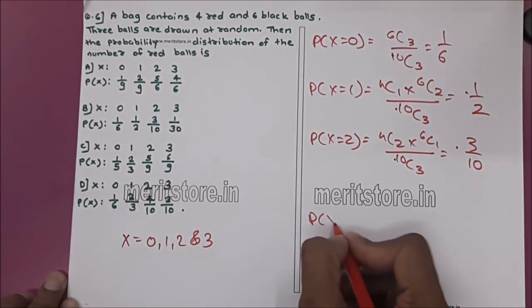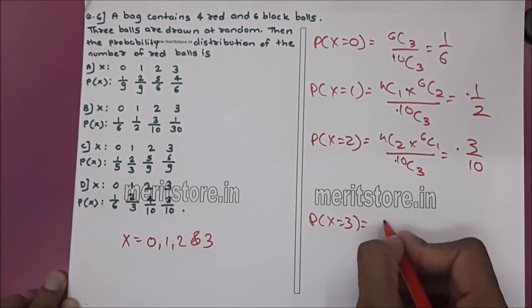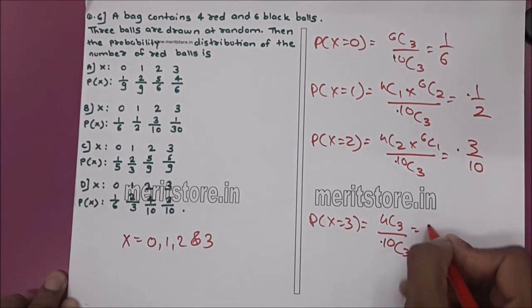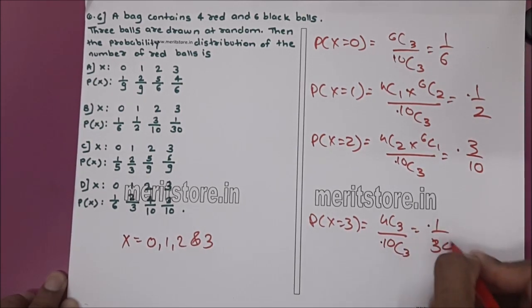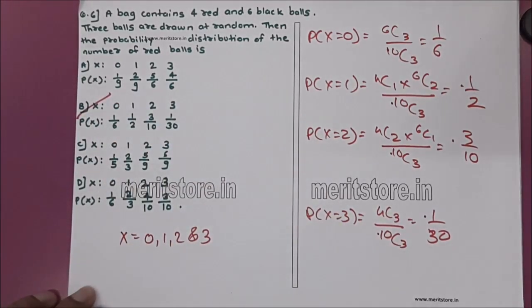For P(X = 3), the probability of getting 3 red balls, 4C3 over 10C3, that is equal to 1/30. So which is option B. Option B is the correct answer.